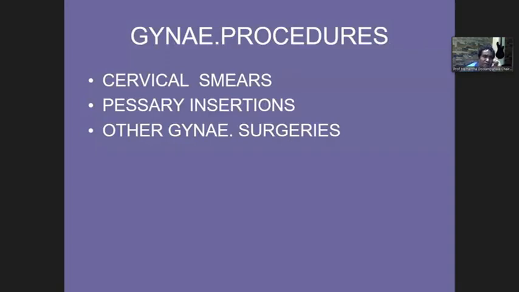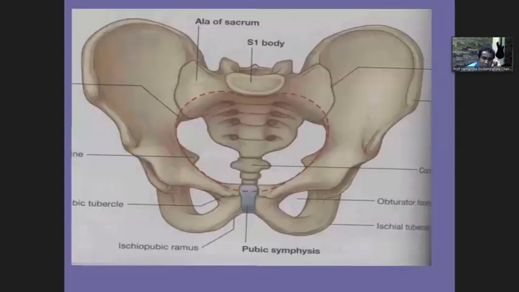Then for basic procedures like how would you take a pap smear, how would you insert a pessary, any other gynae minor surgeries, you need to know the anatomy. Right? So we start with the bony pelvis, the boundaries of the pelvis. The pelvic cavity starts from the pubic bone and then the sacral promontory and ala of the sacrum, iliopectineal line, then pubic symphysis.